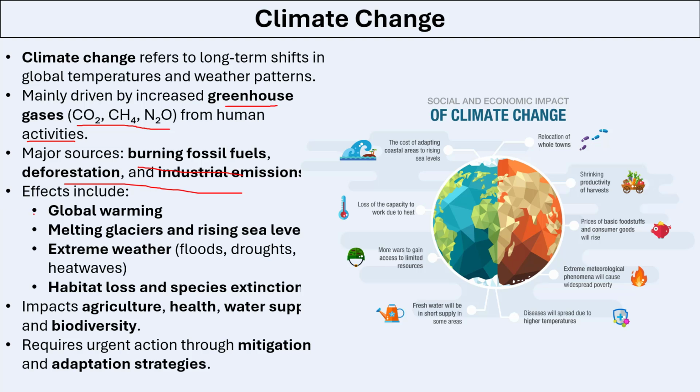Climate change leads to global warming, melting of glaciers, increase in the sea levels, extreme weather conditions causing flooding, drought, and heat waves, and habitat loss and species extinction. It ends up impacting agriculture, health, water supply, and biodiversity. So it is required that we take urgent actions to decrease the amount of greenhouse gas production, and we should use some strategies that can control this climate change.